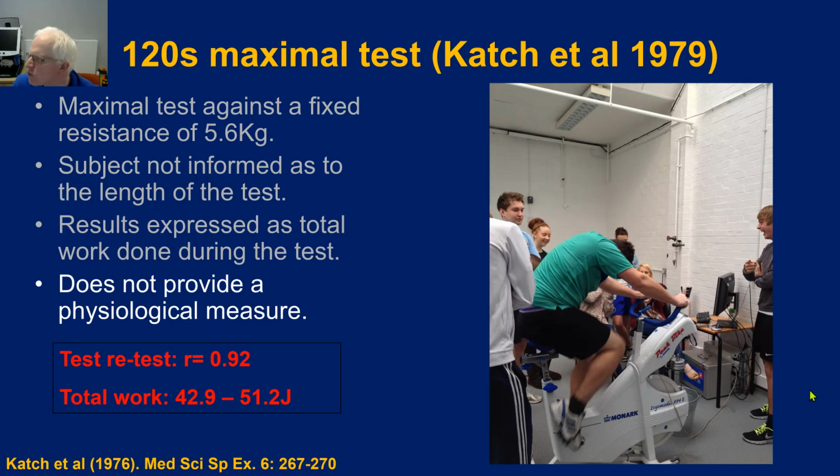And also, why is it a fixed resistance of 5.6 kilos? If you only weigh 50 kilos, then 10% of your mass is going as the resistance. It's not linked to the lean body mass of the participant. And again, we've got the issue that Green pointed out in his European Journal of Applied Physiology paper, which is you can't have a time limit when assessing the capacity, because it's like taking a sponge and wringing the sponge out. You don't know how long it's going to take to wring all the water out of the sponge.